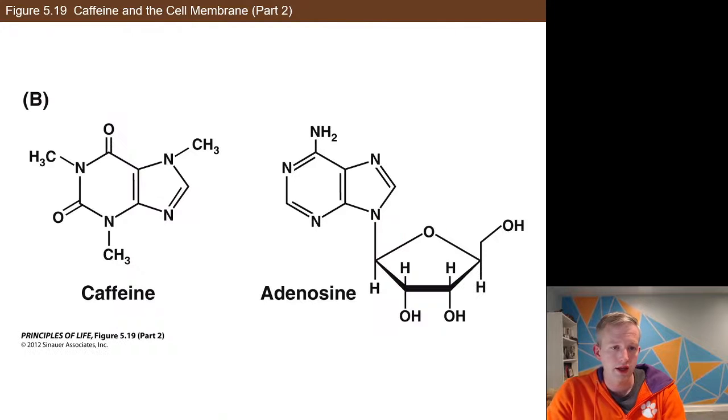And so here you can see, and at first glance it's like, well, those don't look anything alike, but notice that on the left here we have this sort of central ring structure, which is very similar to the ring structure here on adenosine. So this is the part that apparently will fit into the active site of that receptor protein, but because caffeine lacks this other portion here, it doesn't have the conformational change on the receptor, and therefore doesn't lead to the cascade events that adenosine ordinarily causes.